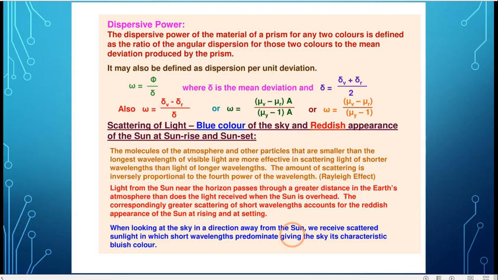What is scattering of light? Blue color of the sky and reddish appearance of the sun at sunrise and sunset. ये कुछ natural phenomenon है जो अभी हमें discuss करने हैं. Why does it look like that?